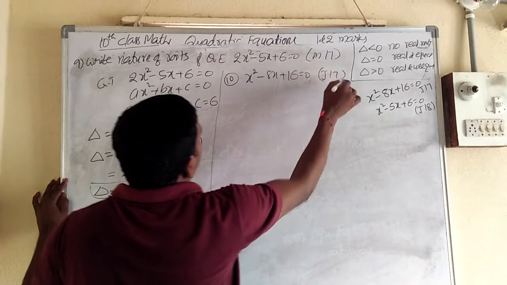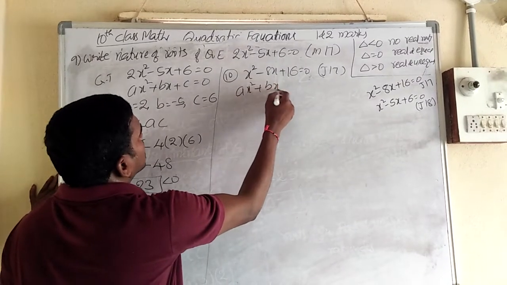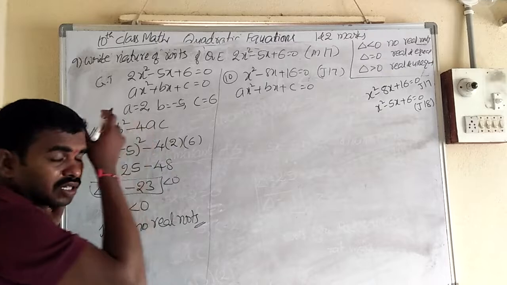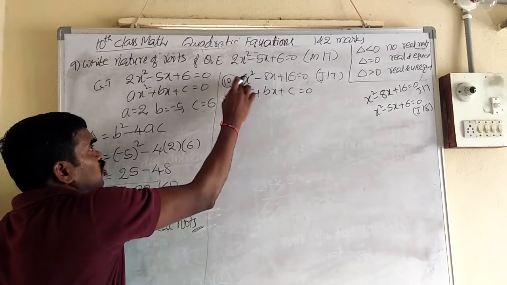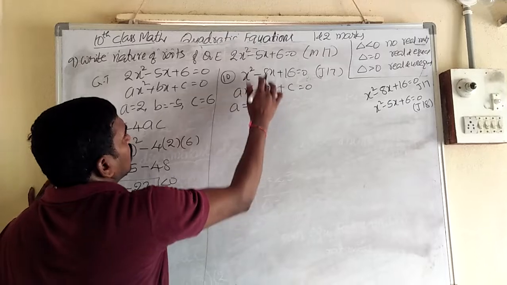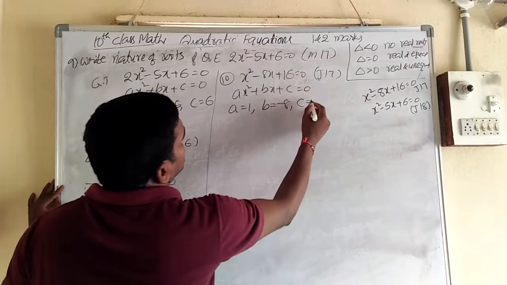This is a June 17th question. It is also the same. Comparing with ax square plus bx plus c equals 0, what is a? Here, the x square coefficient is a. Here x square has nothing written, which means 1. So a equals 1, b equals minus 8, and c equals 16.